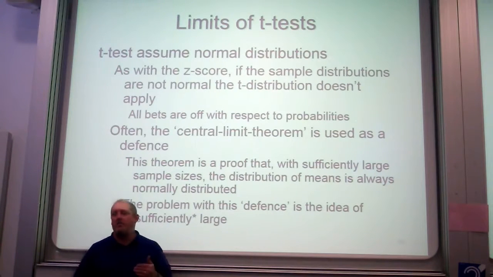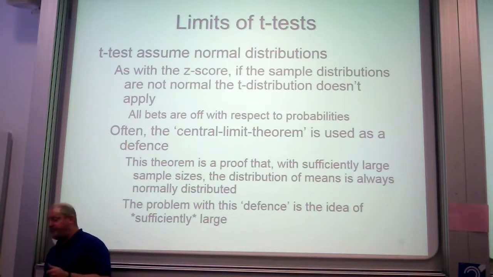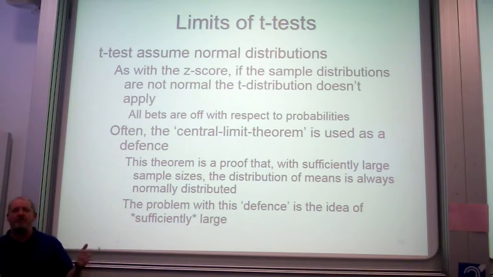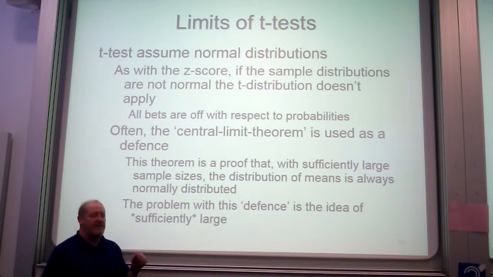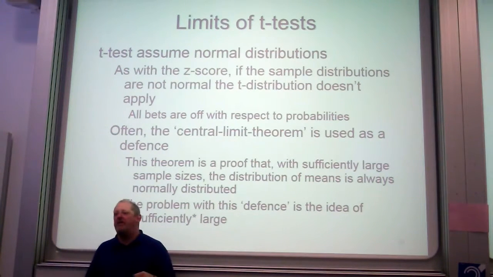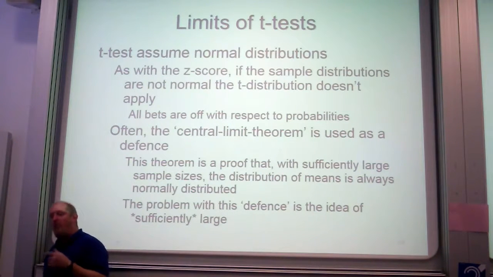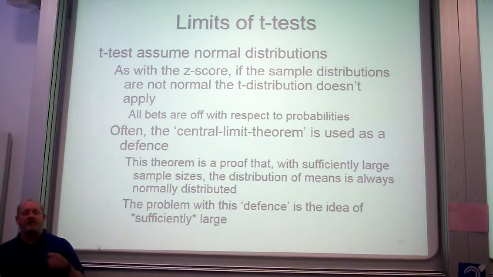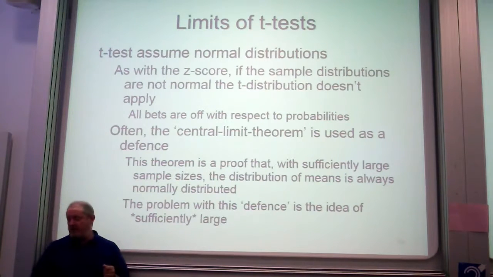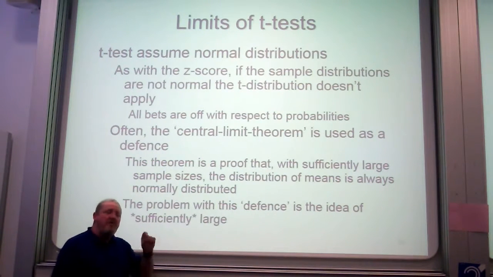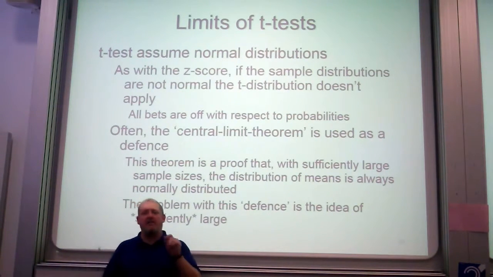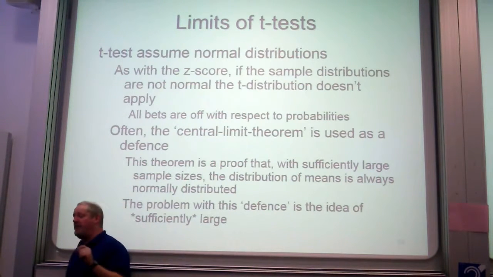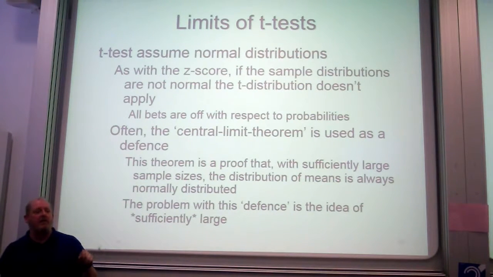T-tests assume there are normal distributions. Okay, so if the sample distributions aren't normal, then determining the p-values becomes a little bit moot. All bets are really off unless you know that underlying distribution. But the t-test is comparing means, and there's this wonderful beast called the central limit theorem.